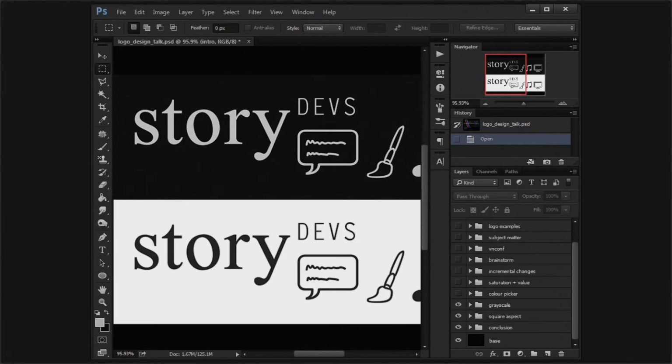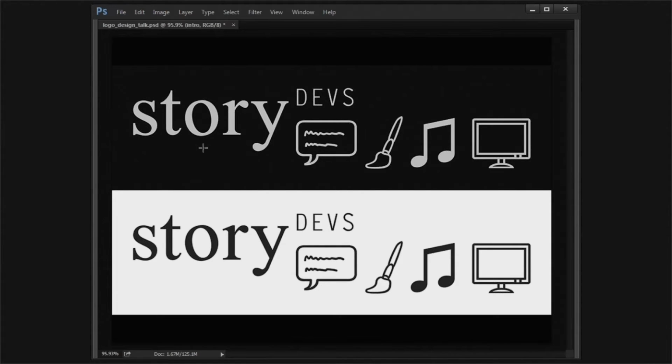Then I made a dedicated grayscale version. And by dedicated, I mean I've actually made all the values of the entire logo uniform this time. It's still usable when it's inverted, so that's good.